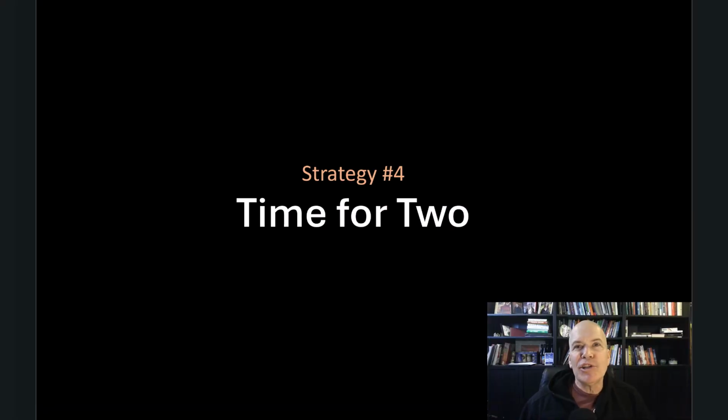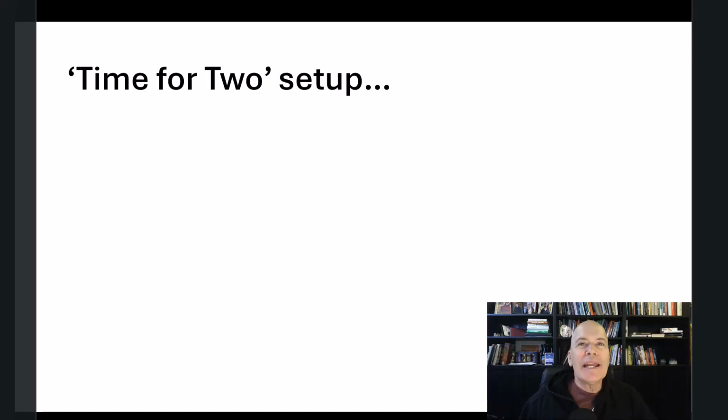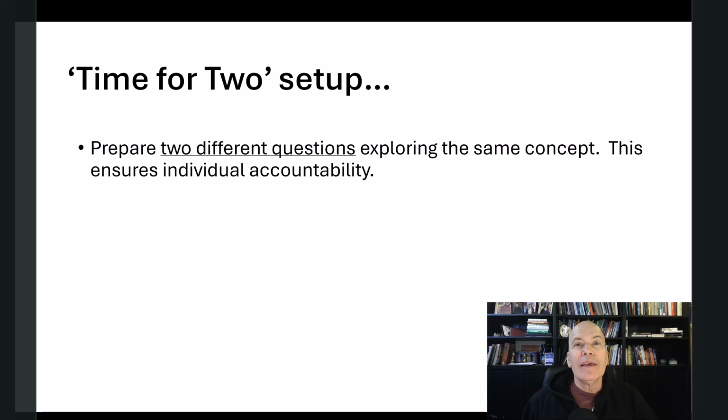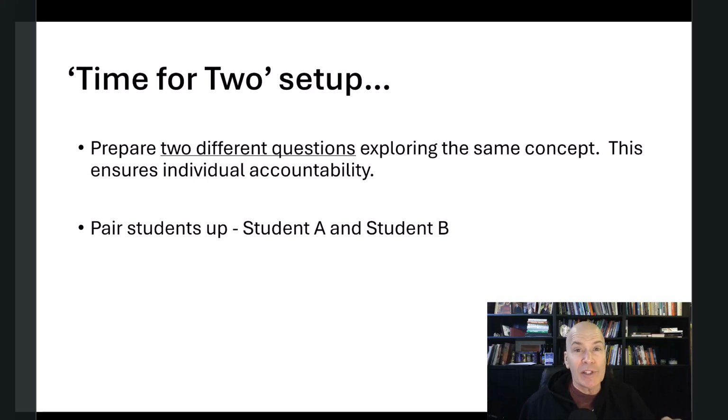Now, the final strategy is called Time for Two. And this is one that, if you're a teacher who is teaching a skill or a process, you might find very, very useful. So you set up Time for Two this way. Ultimately, you want to find two different questions exploring the same concept. And this is going to ensure individual accountability, as you'll see in a moment.